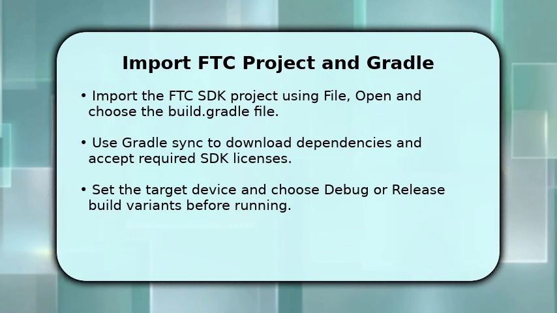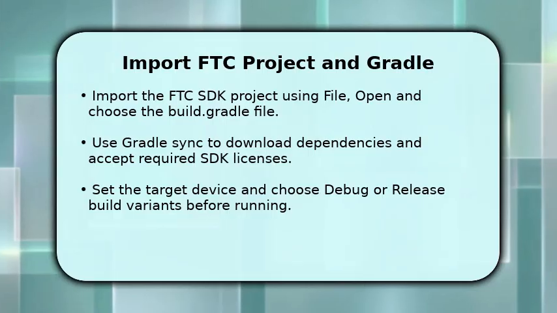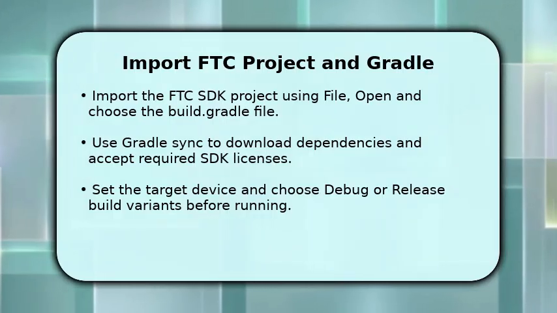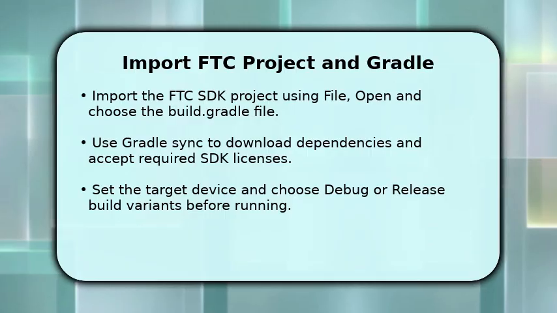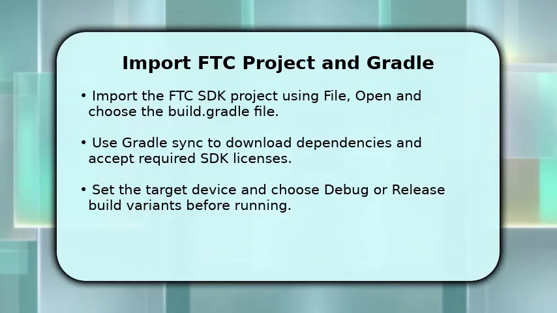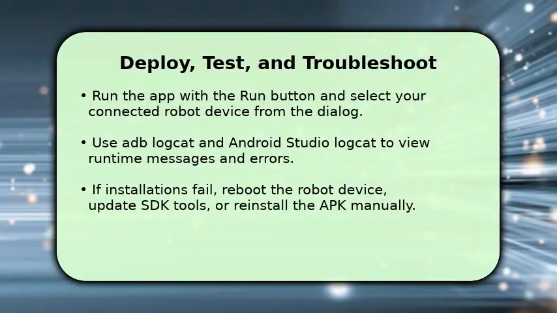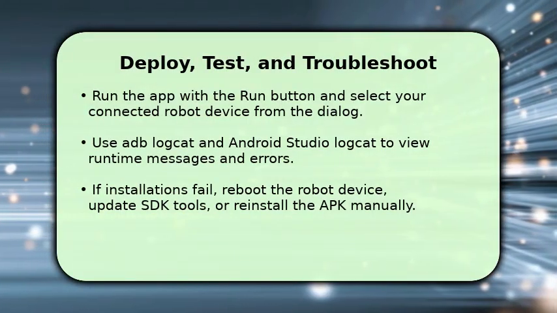Select the robot app module and choose debug or release build variant before running. Set the target device in the run configuration to your connected phone or Control Hub. Clean and rebuild the project to verify there are no compilation errors. Run the app with the Run button and select your connected robot device from the deployment dialog.